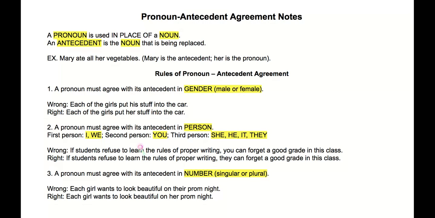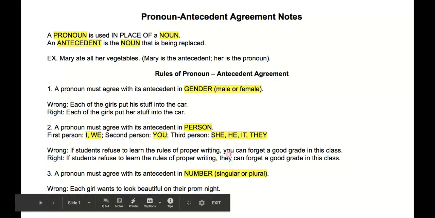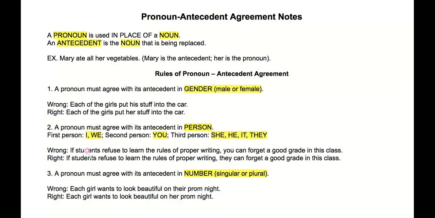Okay, let's look at the second one. A pronoun must agree with its antecedent in person, meaning a point of view: first person, second person, third person. So let's look at the following example. If students refuse to learn the rules of proper writing, you can forget a good grade in this class. Now, our pronoun is you. You is second person. Does it match with our antecedent, students? We are renaming students. First of all, students is plural, so this should be plural. Second, students is third person, and you is second person.